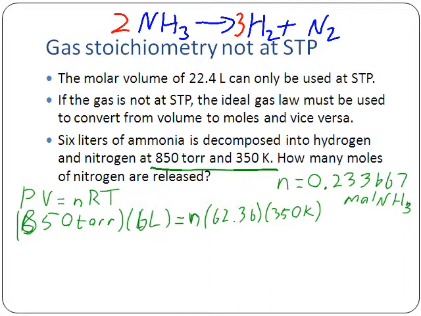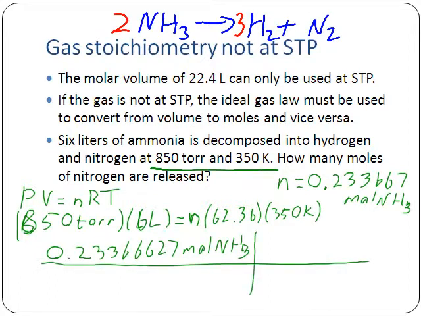Well, once we have moles of ammonia, we can now go ahead and set up our problem the same way that we did before for stoichiometry. We started with 0.2336667. I guess I probably should have rounded that differently earlier. But this is moles of ammonia, NH3. Set up my table the same way I did before. I want to go from moles of ammonia to what I want, which says how many moles of nitrogen are released. So we want to go to moles of nitrogen, N2.